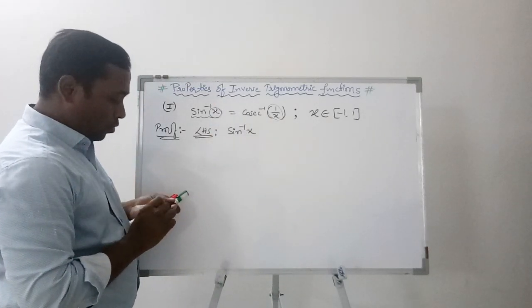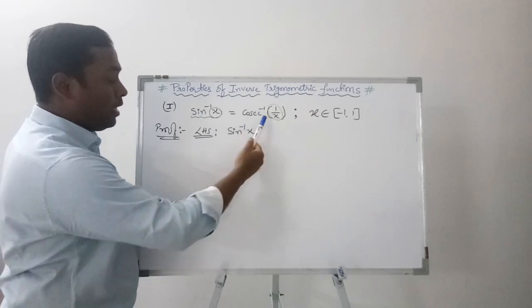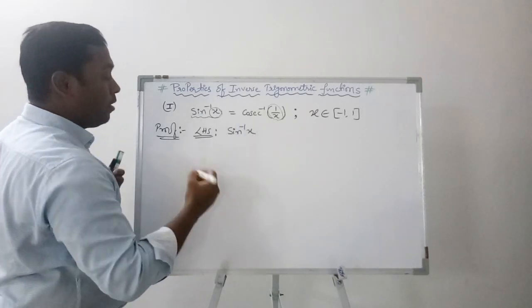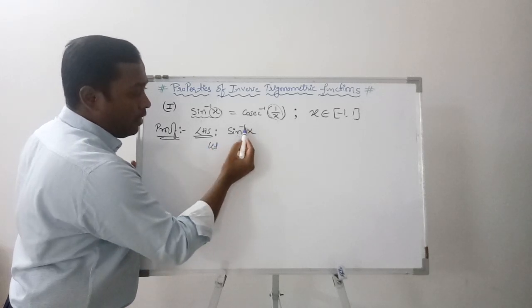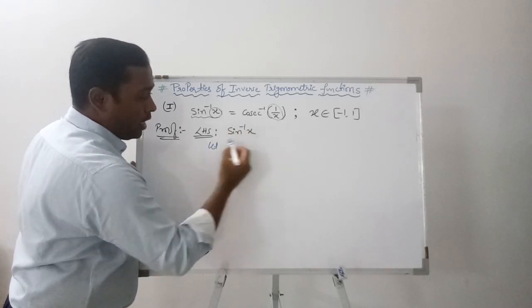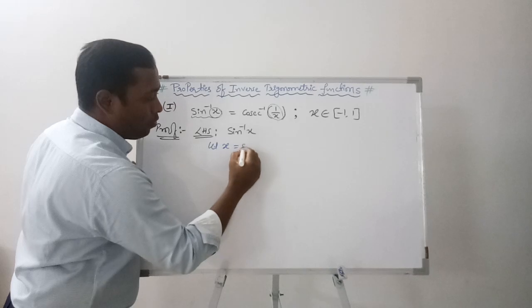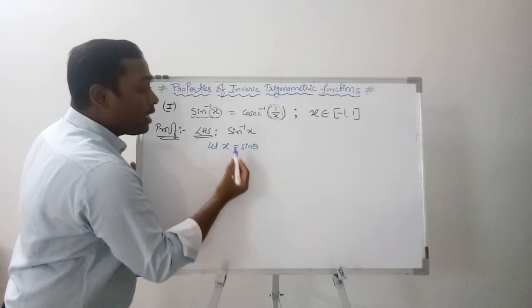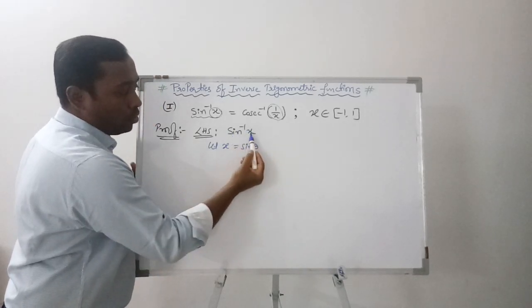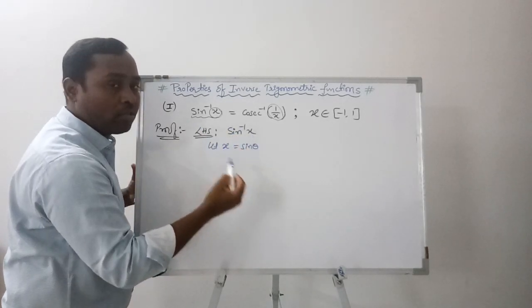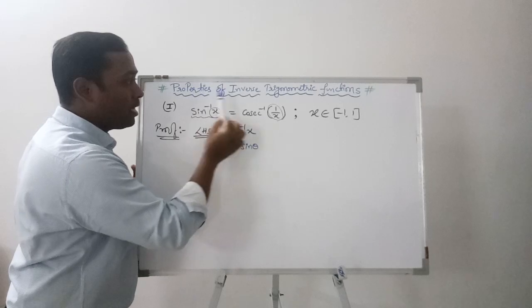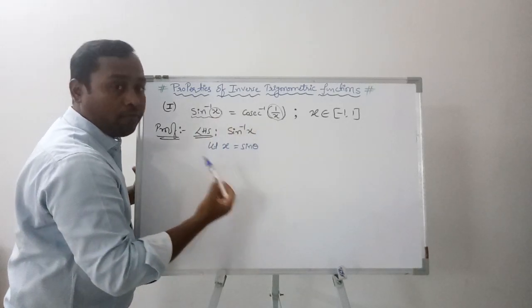So now to simplify further, to get it in terms of cosec theta, what I am assuming here, because we are having the sin inverse function, is x equal to sin theta. If it is cos inverse, I will assume cos theta. If it is tan inverse, I will assume tan theta. It's a traditional method to prove any properties of inverse trigonometric functions.